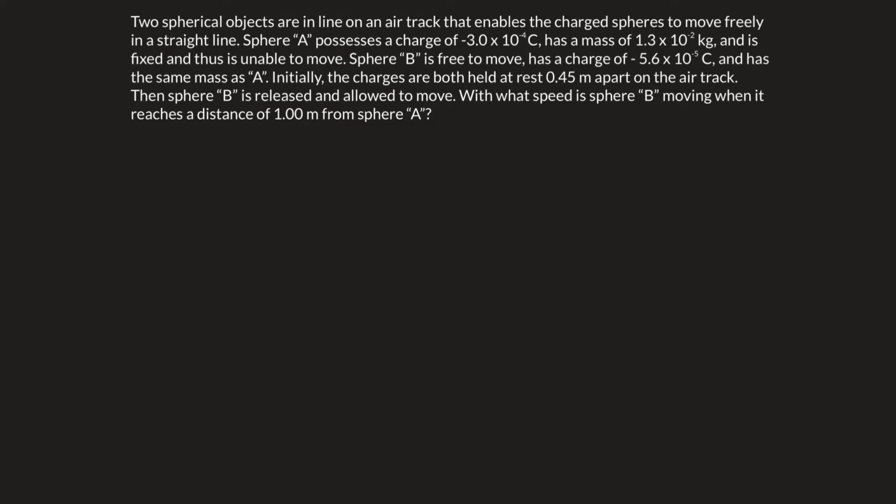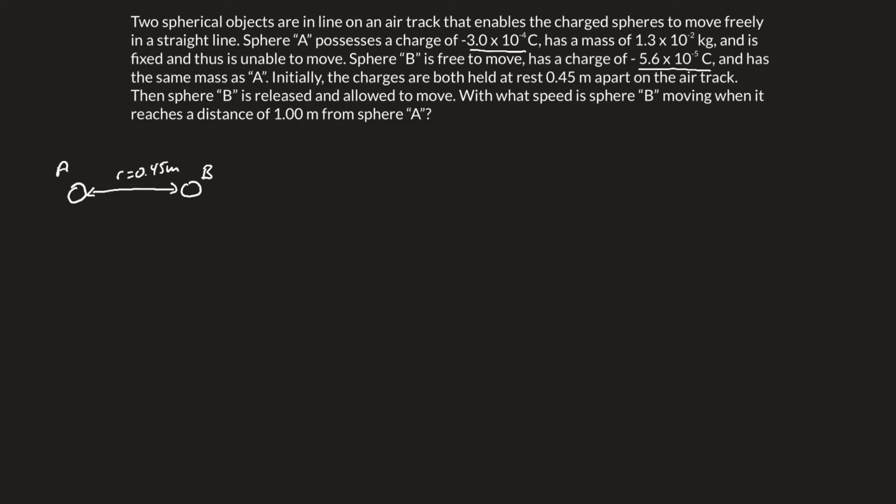So what you need to take a look at is when the two spheres begin, so at the point that they are 0.45 meters from each other, there only exists electrical potential energy. So let's go ahead and draw that first. So we have sphere A, and it is 0.45 meters away from sphere B. And we have the charges in the question. So negative 3.0 times 10 to the negative 4 and negative 5.6 times 10 to the negative 5.